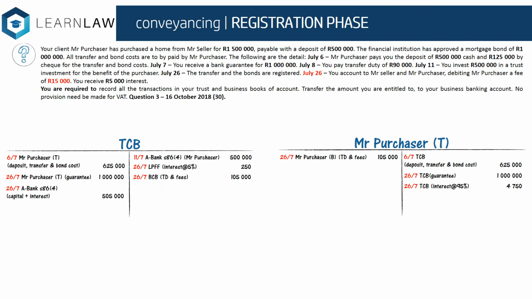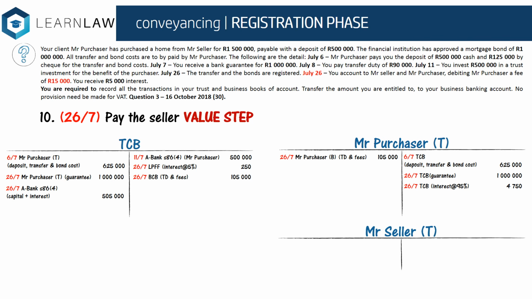Once we've paid the firm, we can go ahead and pay the seller whatever is due. Again, we start off with a value step first. Before we continue, let's just create a trust account for Mr. Seller. This is a non-cash transaction, so we have to pass a journal. When monies are transferred between trust accounts, we make use of a journal called a trust journal.